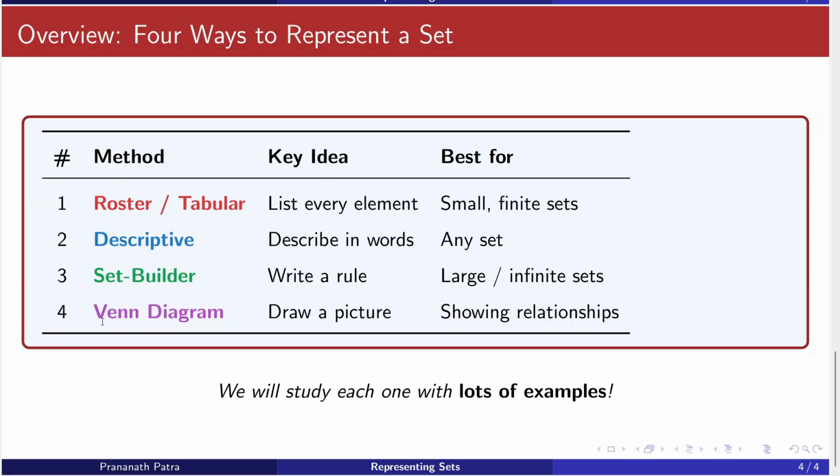And finally, the fourth method is the Venn diagram. The key idea here is to draw a picture to represent the sets. This beautiful visual method is absolutely the best way for showing the relationships between different sets.